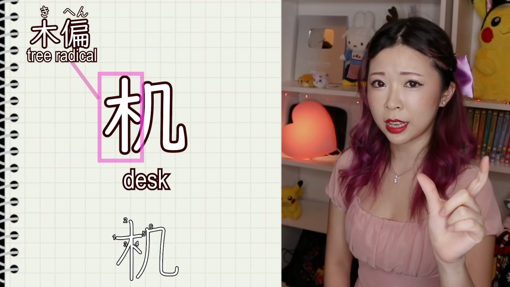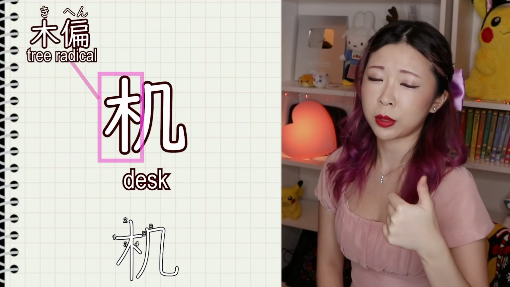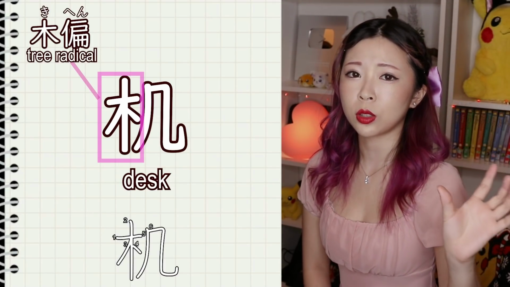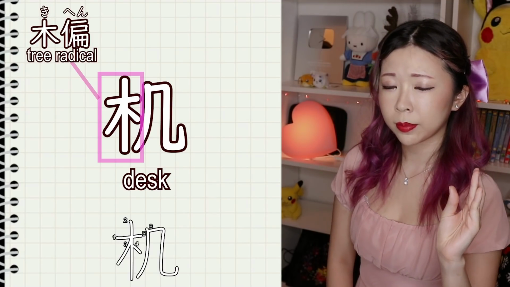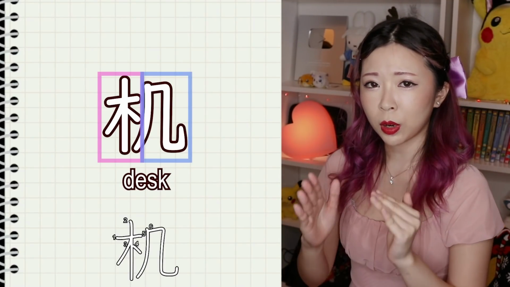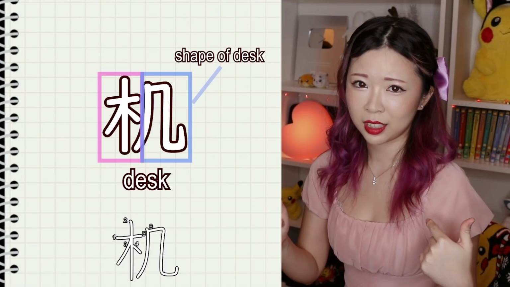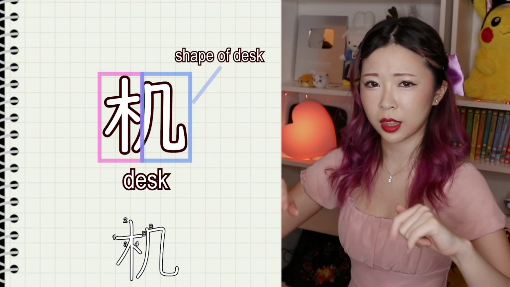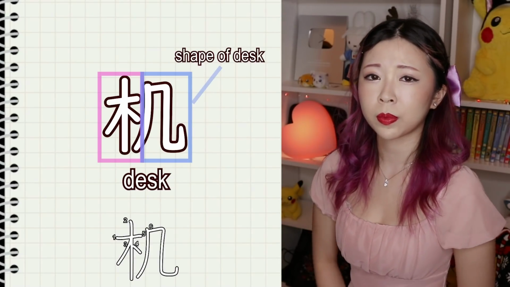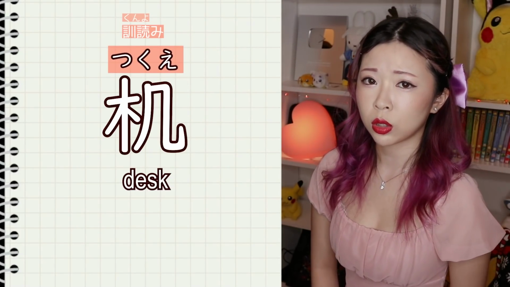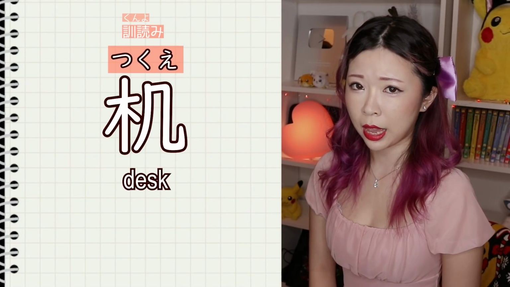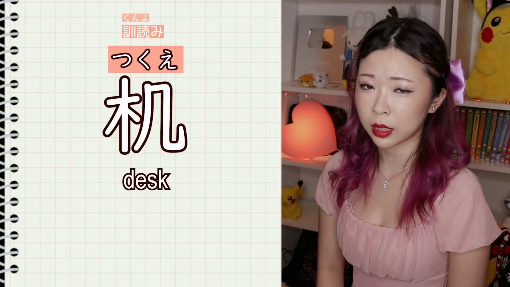This one means desk. So you see the radical tree, right? Ki-hen. Hen is how we say radical, by the way. So you see the radical tree, ki-hen. And then the right part is the shape of a desk. Okay, you see like there the legs. Makes sense, right? The kunyomi is tsukue, tsukue. So that's how we say a desk.